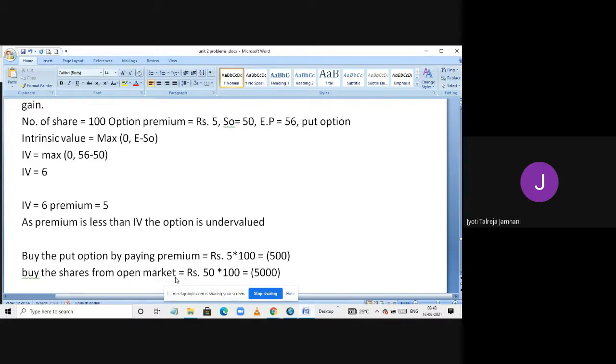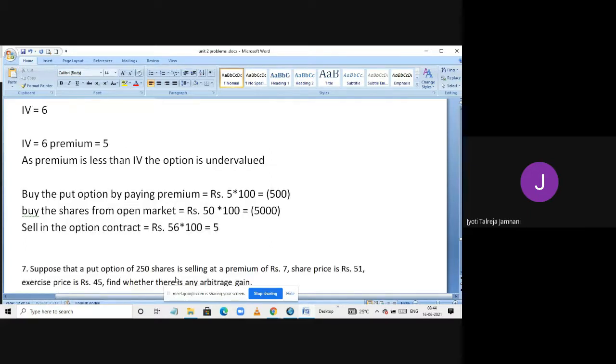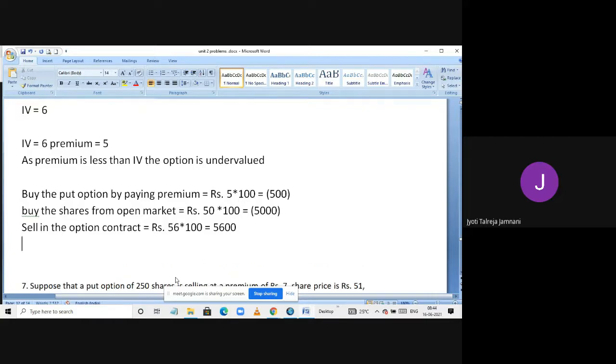So what you did, first you bought the option by paying 500 rupees premium, then you bought shares by paying 5,000 rupees in the open market. Now these shares you can sell in the option contract, and in the option contract you can sell them for the exercise price, and the exercise price is 56 rupees. So 56 into 100, you can sell them for this much amount. So 56 into 100 is 5,600. You have paid 500 premium, 5,000 for buying the shares. So you have paid 5,500 and you have received 5,600.